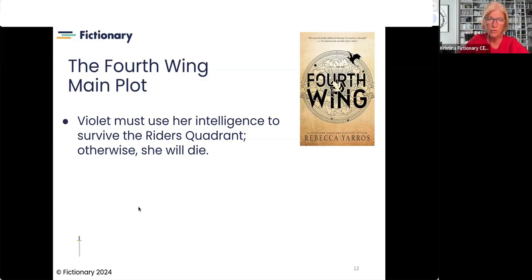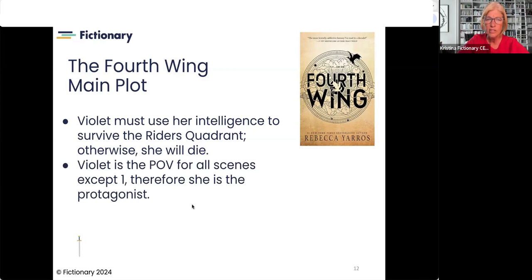This is her goal through the story. She's the point of view for all scenes except the end. And so she is the protagonist of this story. There's no question. You read it all the way through. It's hers. The reader's not thinking it's anyone else.